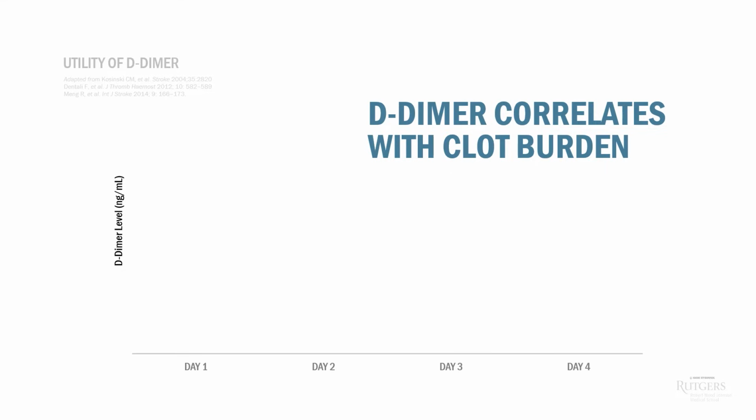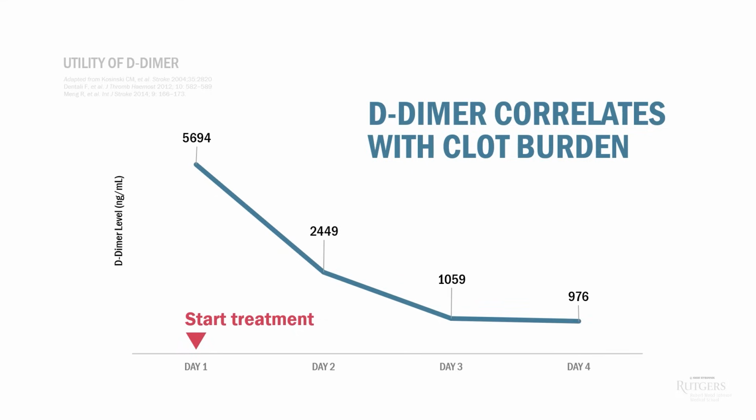Literature states that D-dimer correlates with clot burden. So if you start treatment on day 1, you will see a nice downward trend signaling decreasing clot burden. This is an example of one of my own patients.